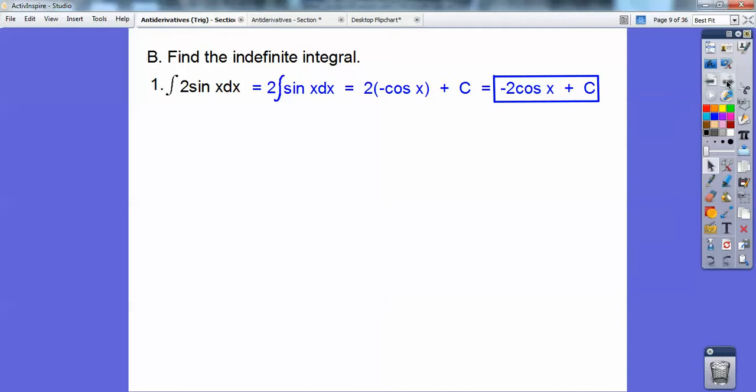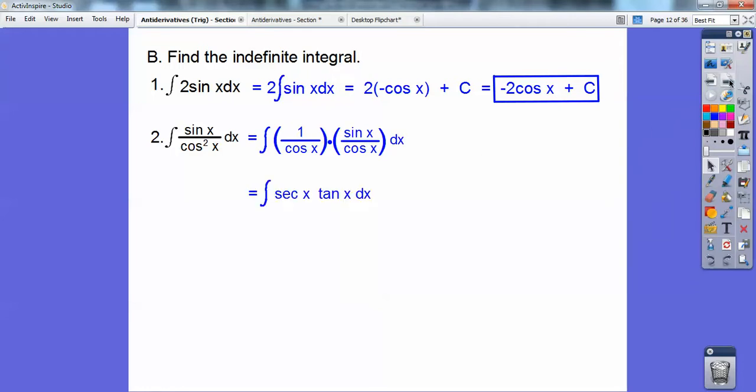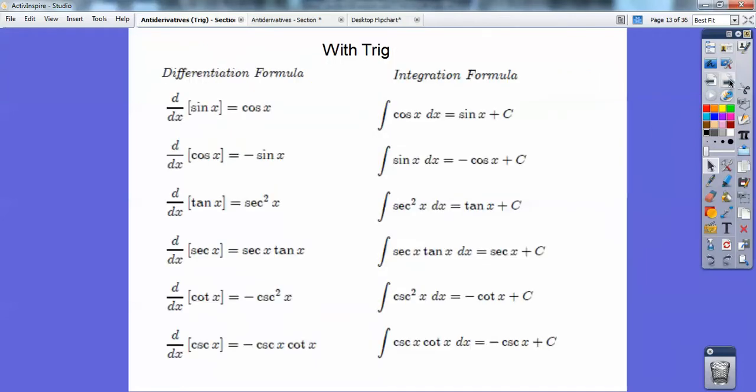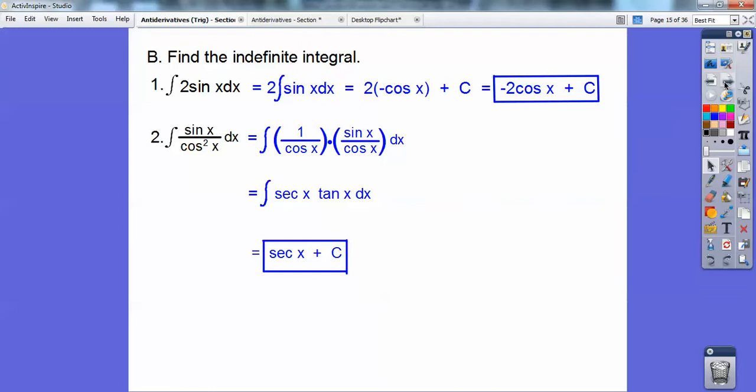This one right here, I'm going to separate and make it look like one of those integrals on the other page. I'm going to make this 1 over cosine times sine over cosine. Check it out: 1 over cosine times sine over cosine, because this is secant x and this is tangent x. The integral of secant x tangent x is secant x plus c. So the answer is secant x plus c.